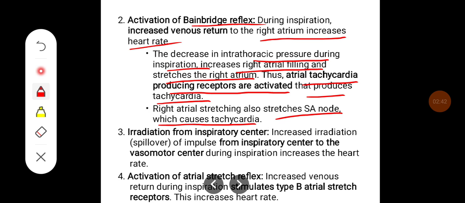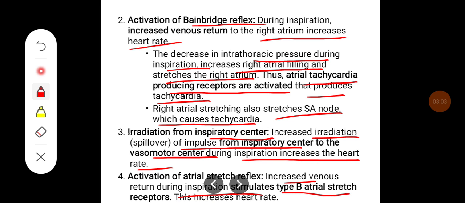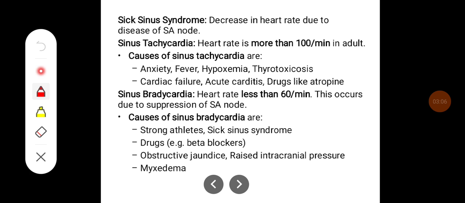It's also because of irradiation of the inspiratory center. Increased irradiation, the spillover of impulses from the inspiratory center to the vasomotor center during inspiration, increases the heart rate. And activation of the atrial stretch reflex, that is, increased venous return during inspiration, stimulates the type B atrial stretch receptor. This increases the heart rate. Another disease is sick sinus syndrome, where decrease in the heart rate is due to disease of the SA node.